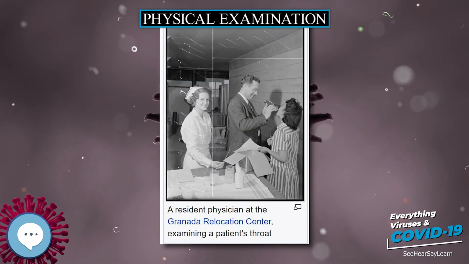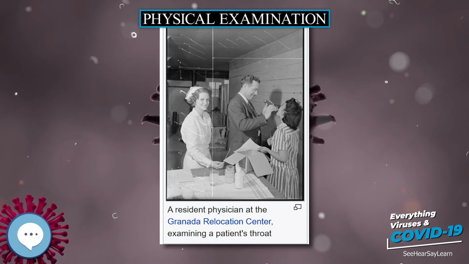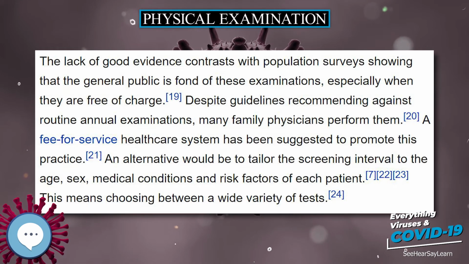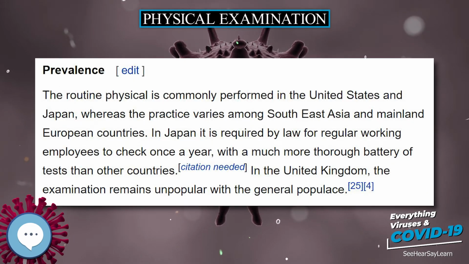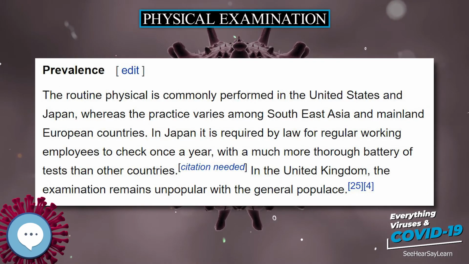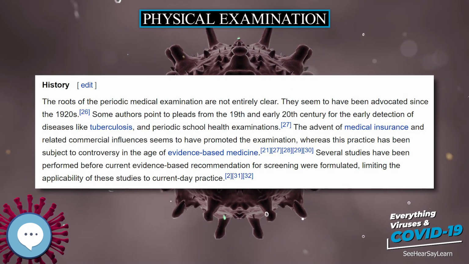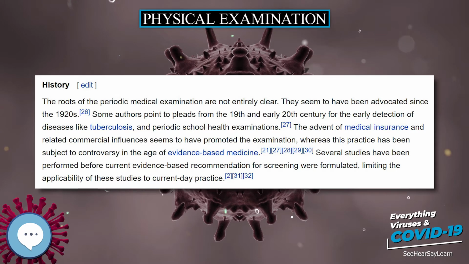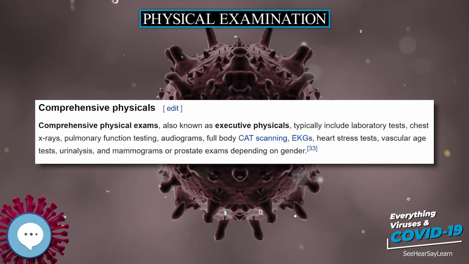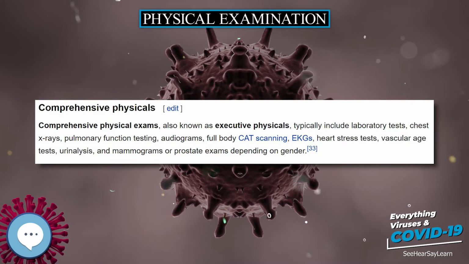Comprehensive physicals. Comprehensive physical exams, also known as executive physicals, typically include laboratory tests, chest X-rays, pulmonary function testing, audiograms, full-body CAT scanning, EKGs, heart stress tests, vascular age tests, urinalysis, and mammograms or prostate exams depending on gender.